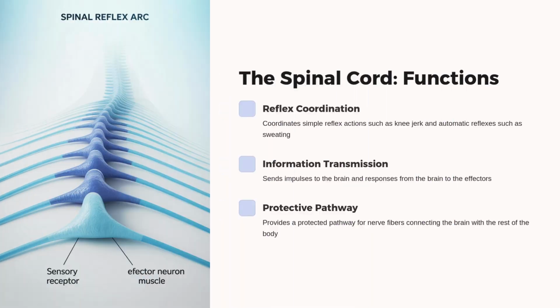The spinal cord. Functions. Reflex coordination. Coordinates simple reflex actions such as knee-jerk and automatic reflexes such as sweating. Information transmission. Sends impulses to the brain and responses from the brain to the effectors. Protective pathway. Provides a protected pathway for nerve fibers connecting the brain with the rest of the body.